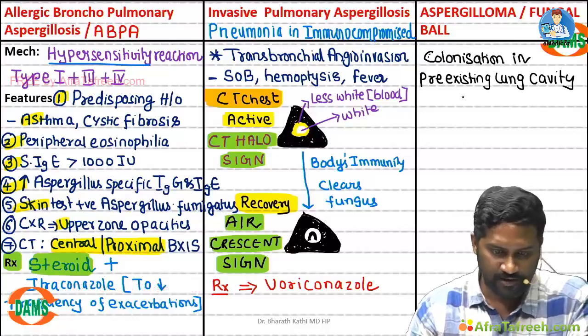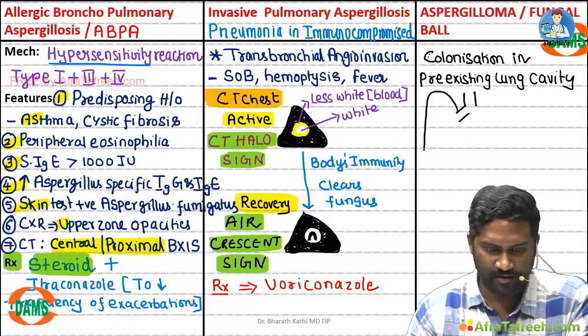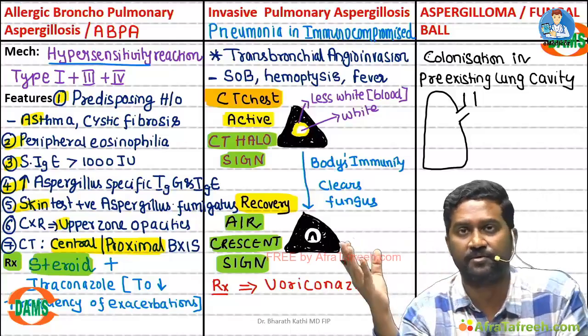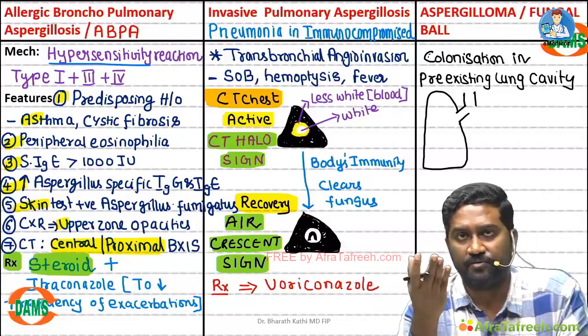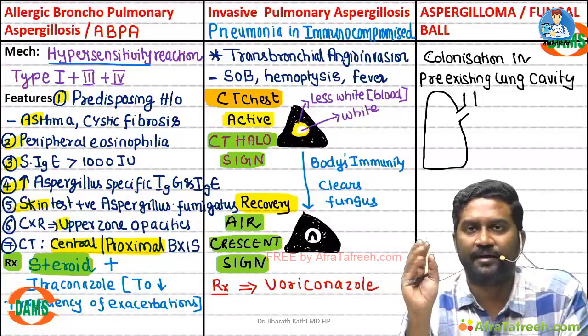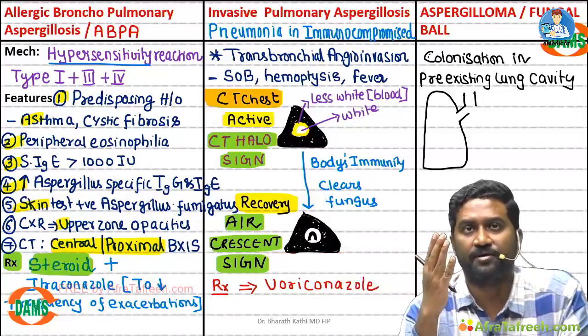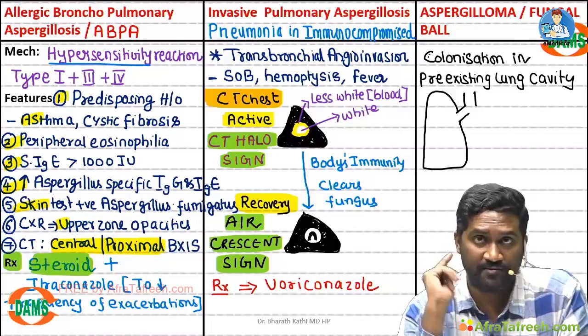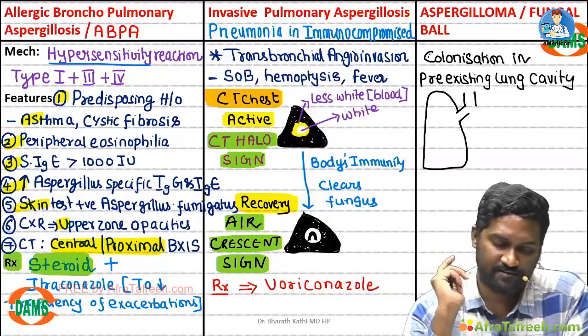Now what do you see radiologically? Consider this is the chest X-ray. Aspergilloma is clearly visualized on chest X-ray itself. It can be seen on CT chest also. Those findings you can easily identify on chest X-ray. But for invasive pulmonary aspergillosis and ABPA, to see the classical findings, you need CT chest.